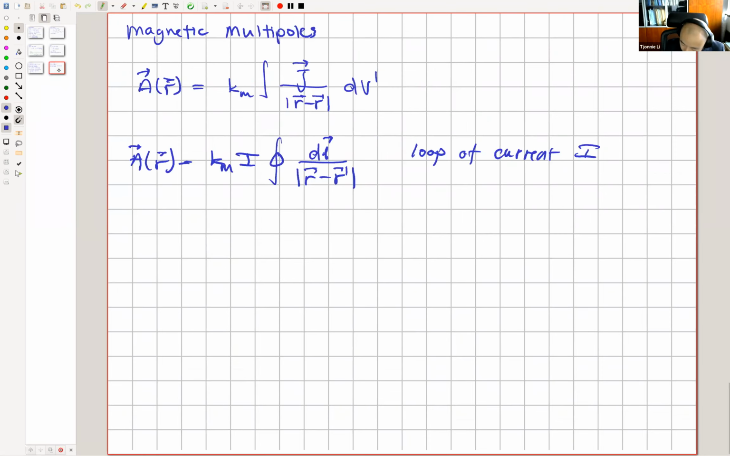Okay, so if I just look at the, let's say, so-called monopole contribution, then I'm just getting a 1 over R, but because I am integrating over the prime coordinate system, I can actually take it out. So I can just do KMI over R. And then my integral is just dl over some loop. Now, what is the integral of dl over a loop?